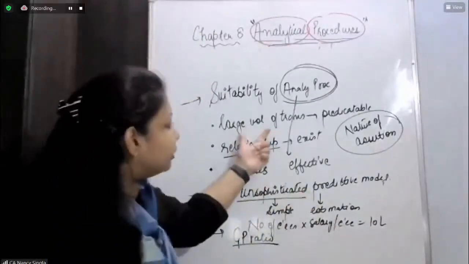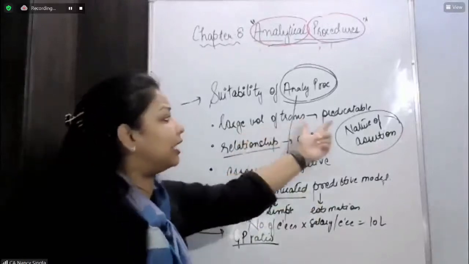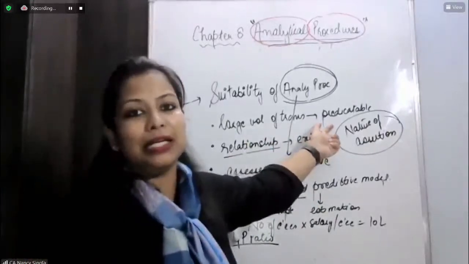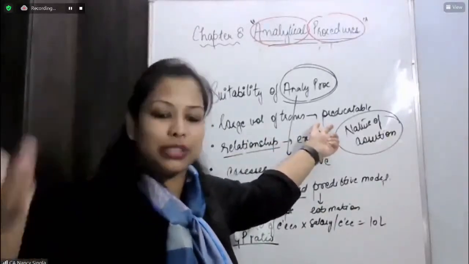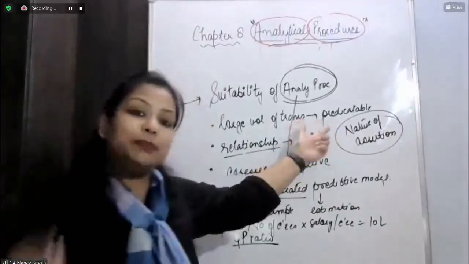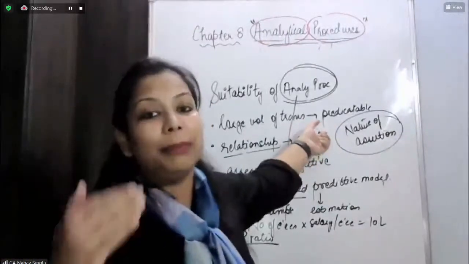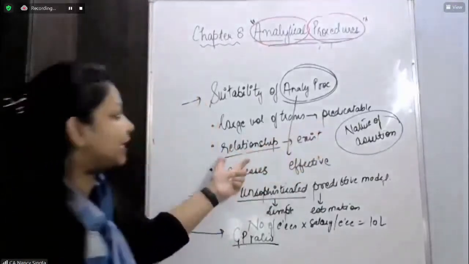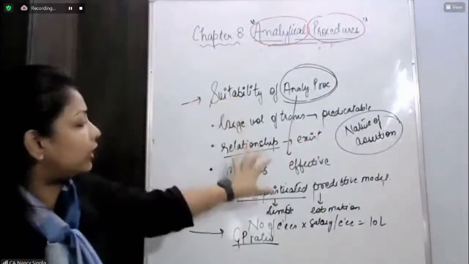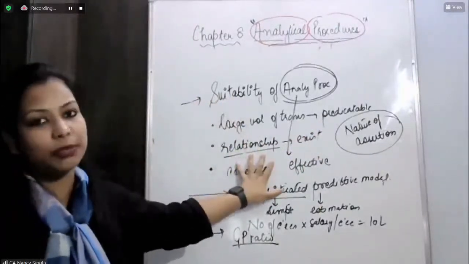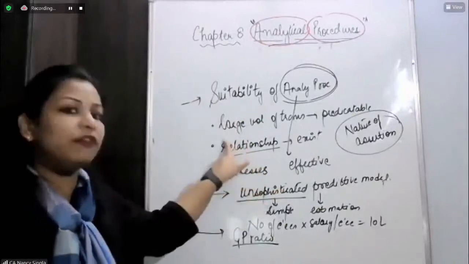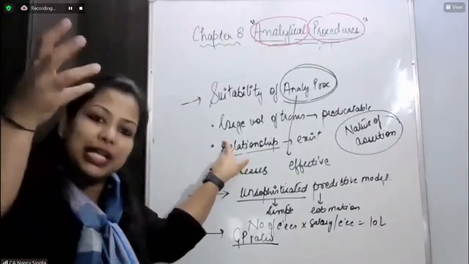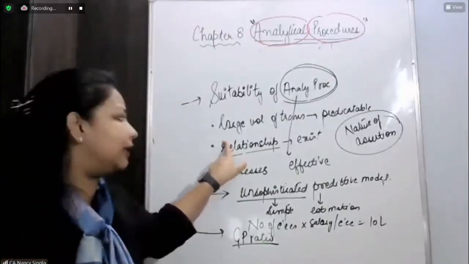So first of all, a large volume of transactions should be there and it should be predictable over time. On assets, like a building, you cannot apply the analytical procedure. Last time it was 1 crore, this time it should be 20%? No. But applying analytical procedure on purchases is more effective. Then it says analytical procedure is suitable only when there exists a relationship between the data. Like rate of depreciation on salary, you cannot apply analytical procedure. But rate of depreciation on plant and machinery, you can apply analytical procedure.